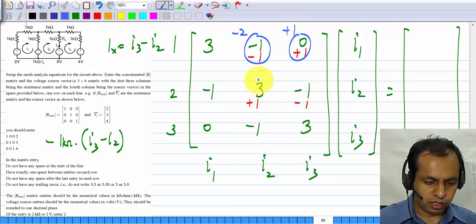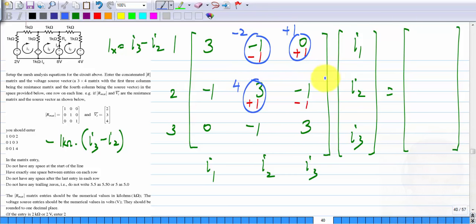Okay, and if you combine these, you get 4, and these will give you minus 2. Okay, so this is the eventual resistance matrix, and on the right hand side we have the voltage rises due to independent voltage sources. Mesh 1, it's plus 2 volts, mesh 2 it is minus 8 volts, and mesh 3 it is plus 8 minus 4, that is 4 volts.